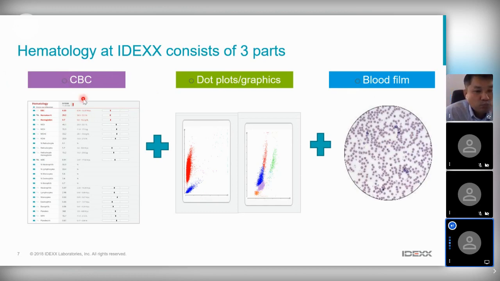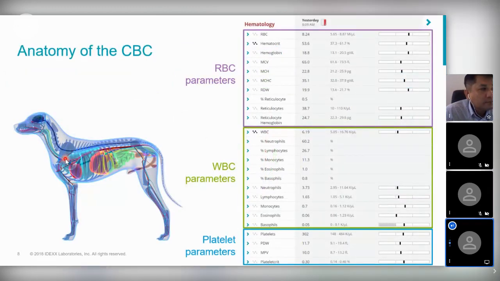Okay. So we'll move on to one by one of these three components. The first component we are going to talk about is CBC, and that CBC is only interpreted on the graphics and we can visualize in the blood film. So let's move to the anatomy of the CBC, in which we have divided the entire CBC into three parts.